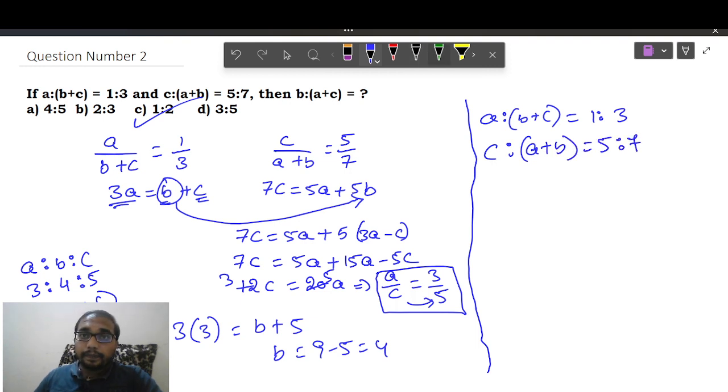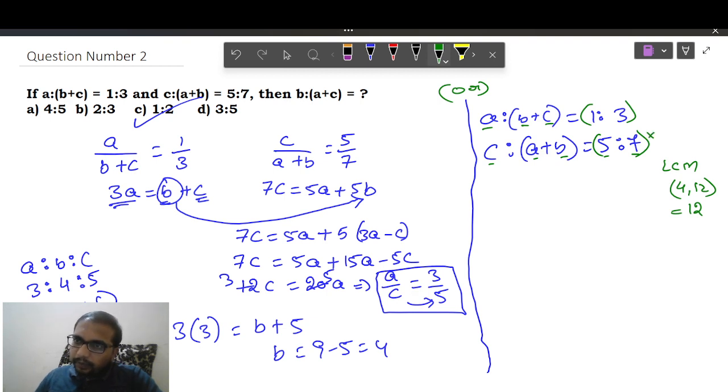Observe this carefully. Here A, B and C all values are involved. Their total is how much value? 4. Here 1 plus 3, 4. Here C, A, B all values are involved. Their total is how much value? 12. You need to take the LCM of 4 and 12, 12 only. That means you need to make this sum 12, but it is already 12. Here you need to make this sum 12. So you need to multiply with how much value? 3. Here the total value inside the bracket is 4. I need the sum as 12, so I am multiplying with 3.